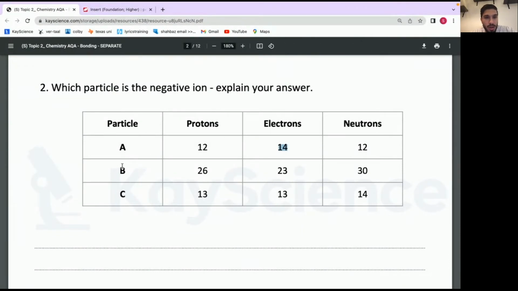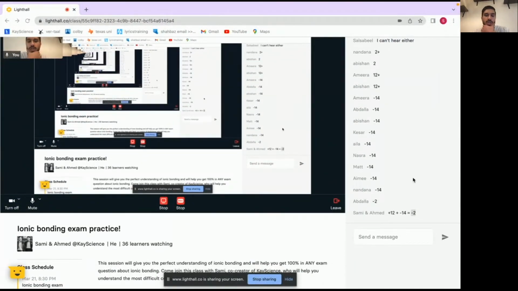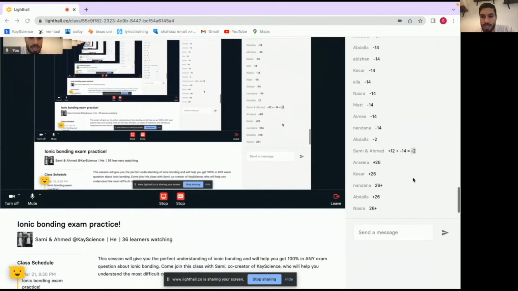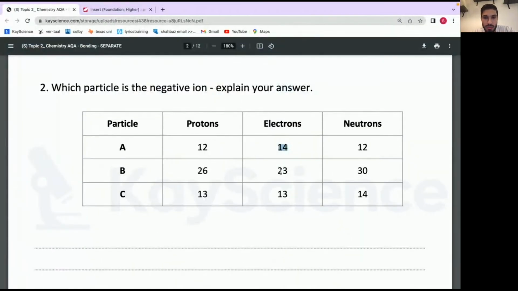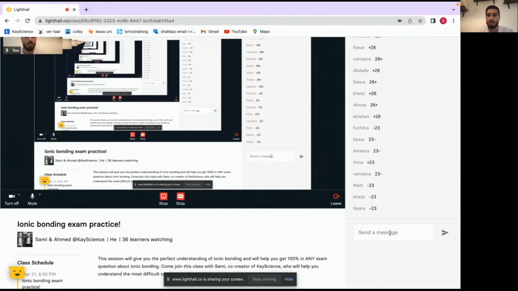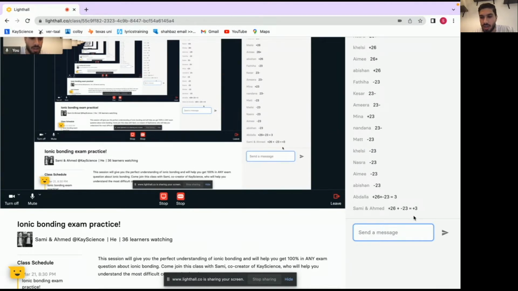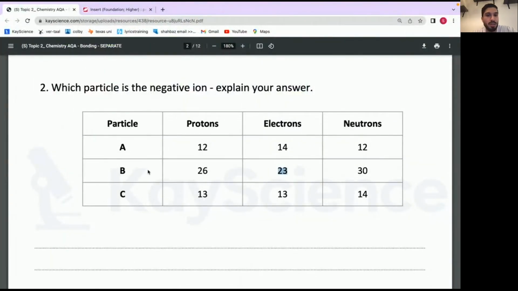Let's look at particle B, just to make sure, and particle C. 26 protons has a charge of what? Exactly, +26, well done. What does 23 electrons have a charge of? -23, excellent. So if we have +26 plus -23, that will equal +3, a charge of +3. Not just 3, Abdullah, +3. So we can see that particle B has a positive charge.